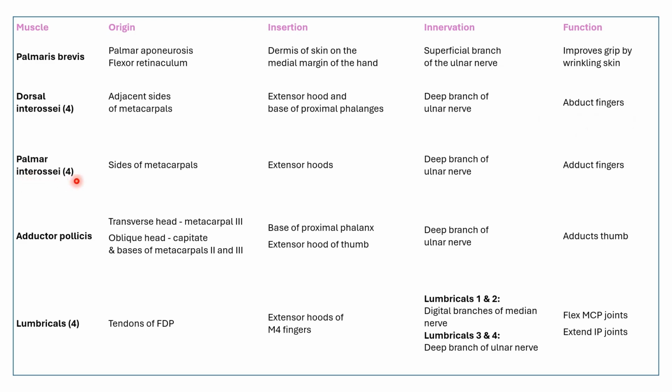Next one is palmar interosseous. There are four palmar interosseous, originating from the sides of metacarpals and inserting to the extensor hood or extensor expansion, innervated by the deep branch of the ulnar nerve, and function is to adduct fingers. Palmar interosseous adduct fingers and dorsal interosseous abduct fingers, and these interosseous are innervated by the deep branch of the ulnar nerve.